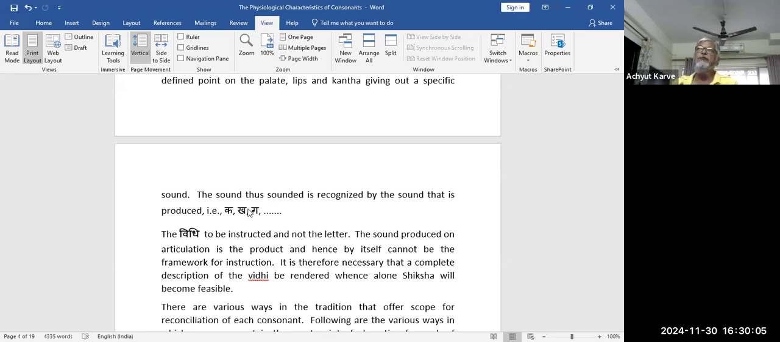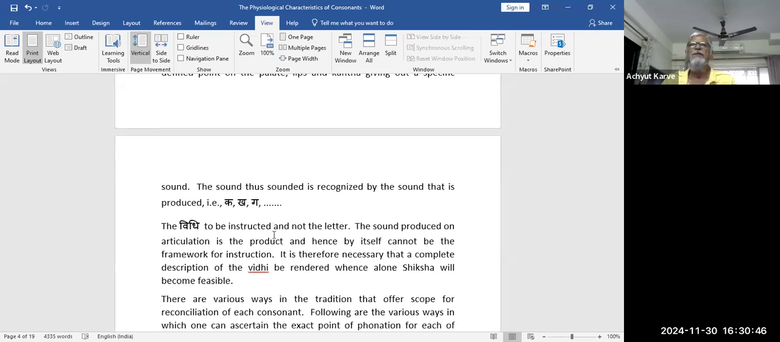So the question is, if we have to have a Shiksha part, the Vidhi also needs to be described. That is what I will be describing in this webinar. The Vidhi is to be instructed and not the letter. If I say Ka, this cannot become an instruction until and unless I instruct the Vidhi. The sound produced on articulation is the product and hence by itself cannot be the framework for instruction. It is therefore necessary that a complete description of the Vidhi be rendered, whence alone Shiksha will become feasible.